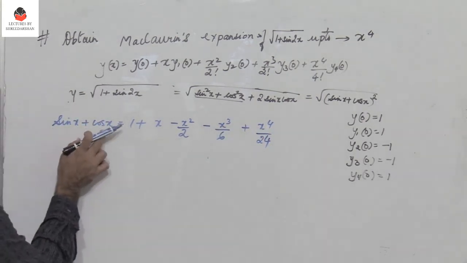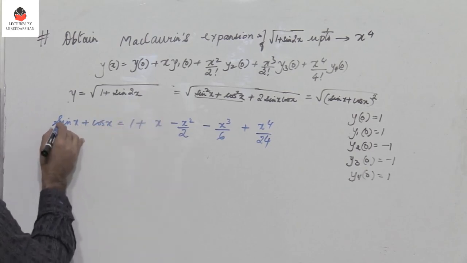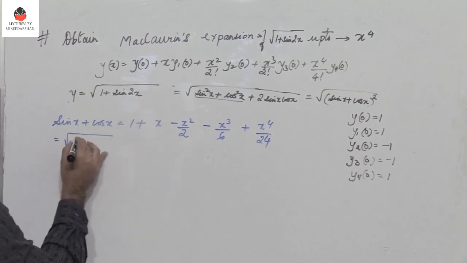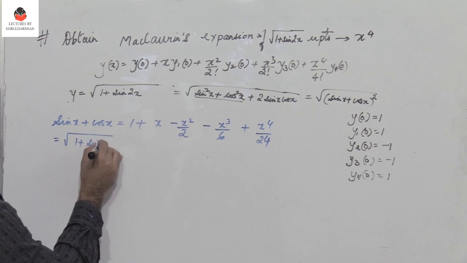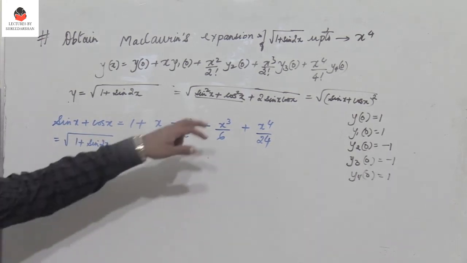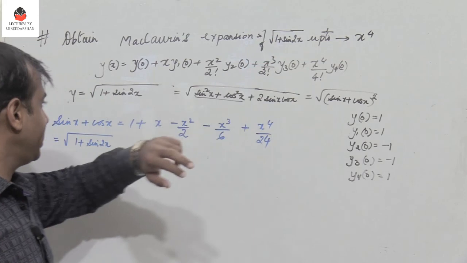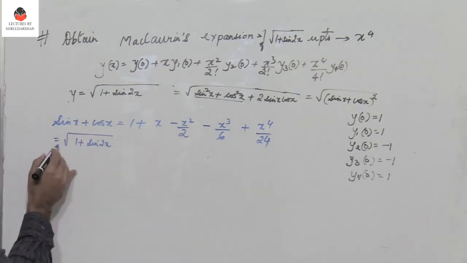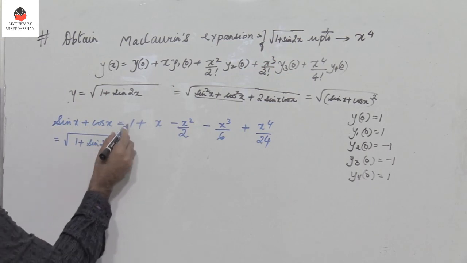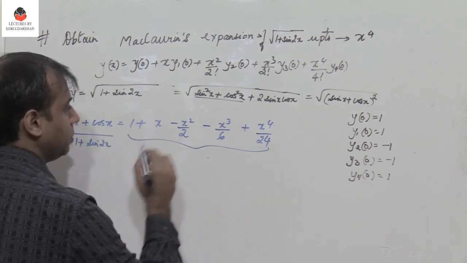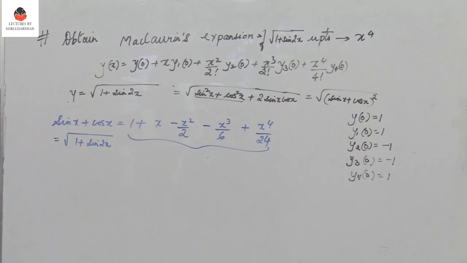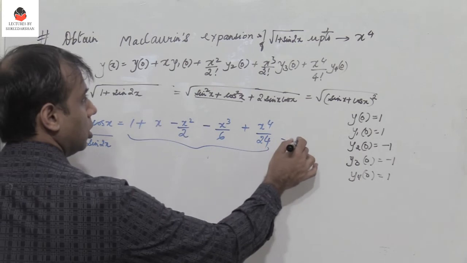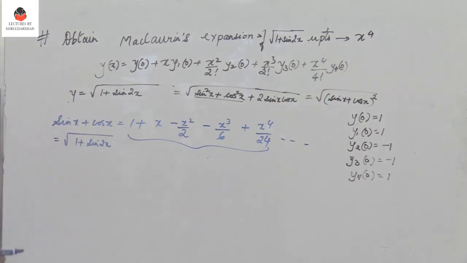So sin x plus cos x is nothing but equal to root of 1 plus sin 2x. Right? So we actually simplified root of 1 plus sin 2x as sin x plus cos x. So sin x plus cos x, which is root of 1 plus sin 2x, is equal to 1 plus x minus x square by 2 plus x cube by 6 plus x power 4 by 24, and so on. We have been asked to find the expansion up to x power 4, so we have stopped.